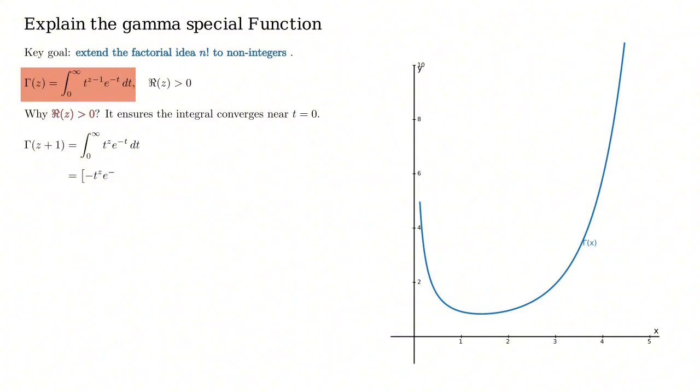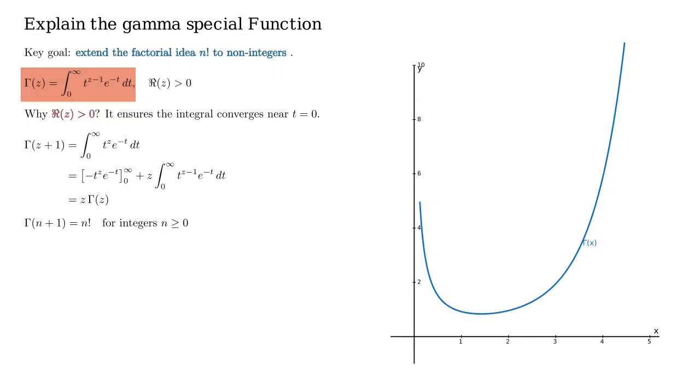Now comes the key property that makes gamma feel like a factorial. We want a rule that relates one step up to the previous value. Using integration by parts gives a recurrence that shifts the input by 1 and pulls down a factor of z. This recurrence is exactly the kind of step-by-step rule factorial has.